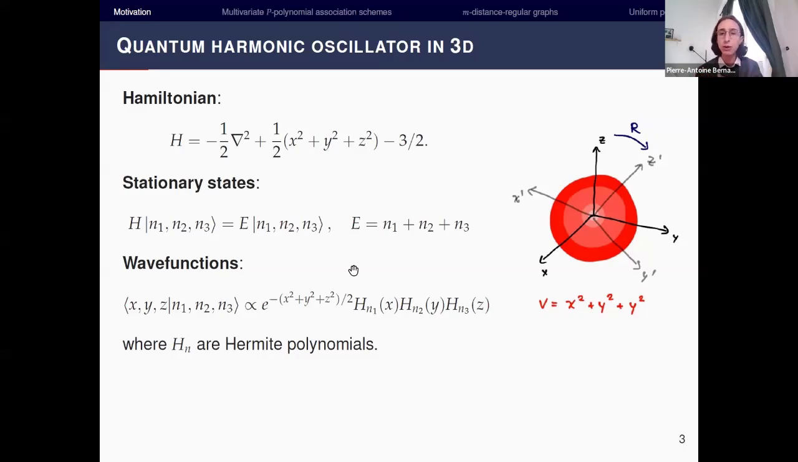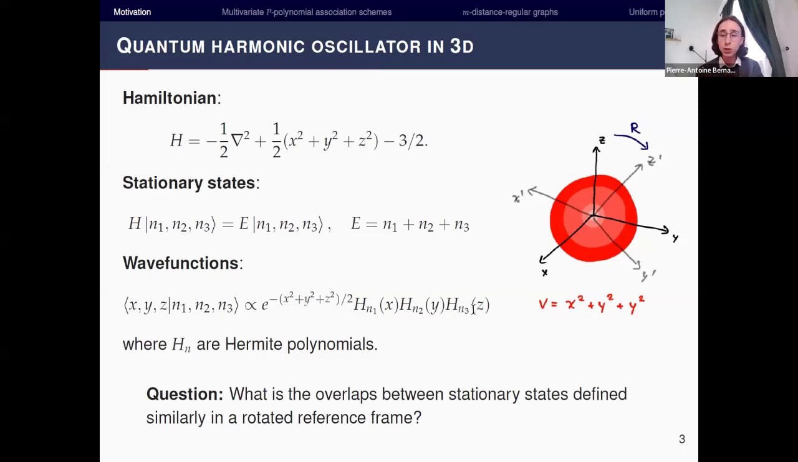So even if we start with a mirror-symmetric potential, the basis of wave functions for the stationary states that we find is not invariant under rotation. If I do a rotation that mixes x and y, it is fairly obvious that this product of three Hermite polynomials will not be left invariant under this mixing of the coordinates. So if I do this construction after or before the rotation, I will find two different bases for the stationary states of the system.